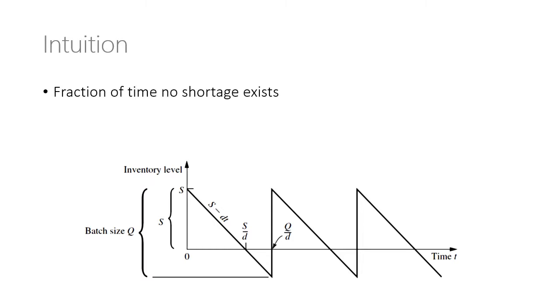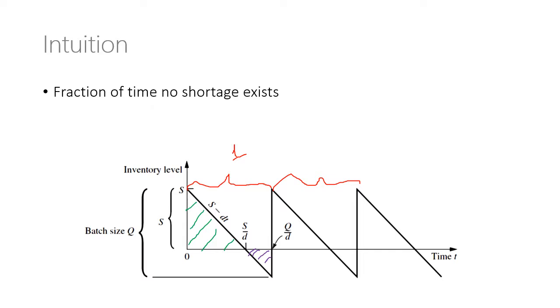We can also find out the fraction of the time in a cycle for which there was no shortage. In the previous video, we saw that this is the first cycle, which is simply the time duration between two subsequent replenishments. This was the second cycle, and so on. So we divided a cycle into two portions. The first portion was the green portion, during which there was positive inventory, and the second portion was the purple portion, during which there was shortage.